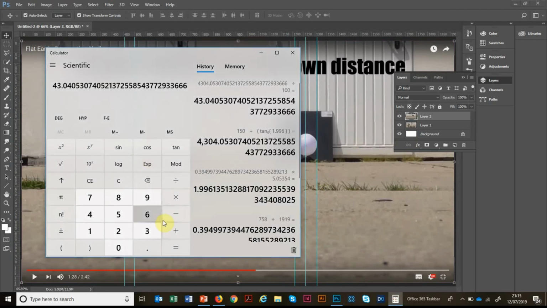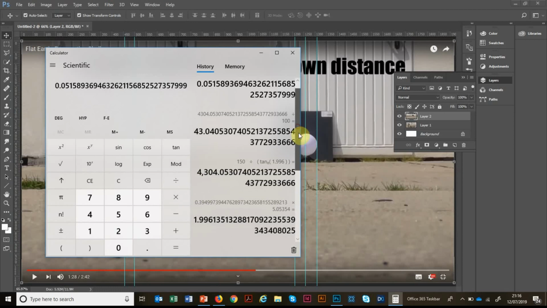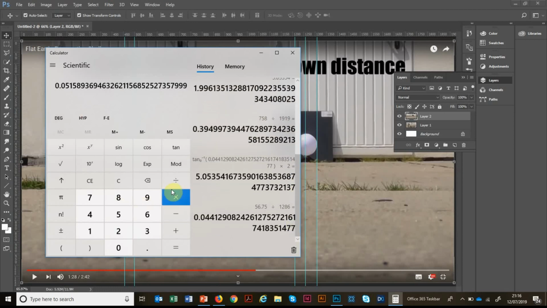So back to here. I need to work that out now as a proportion of the whole width. So 99 divided by 1919 is that. And now we'll multiply that by the angle, which was that 5.05354. So that's the angular width of the ball.